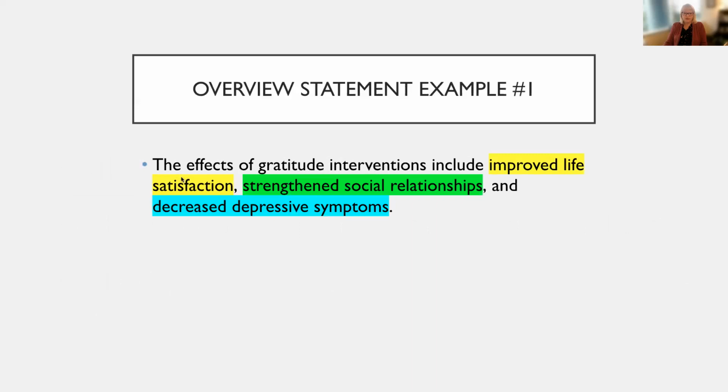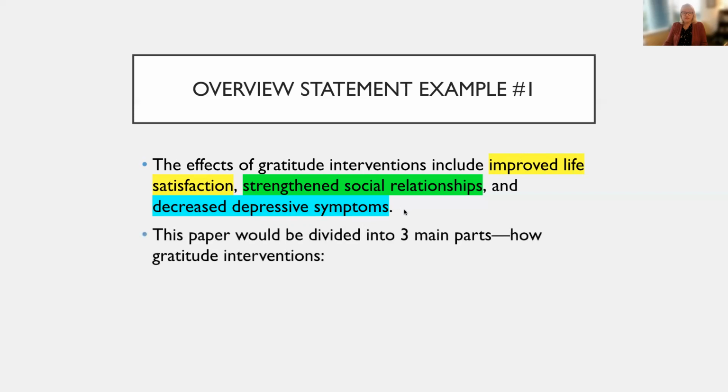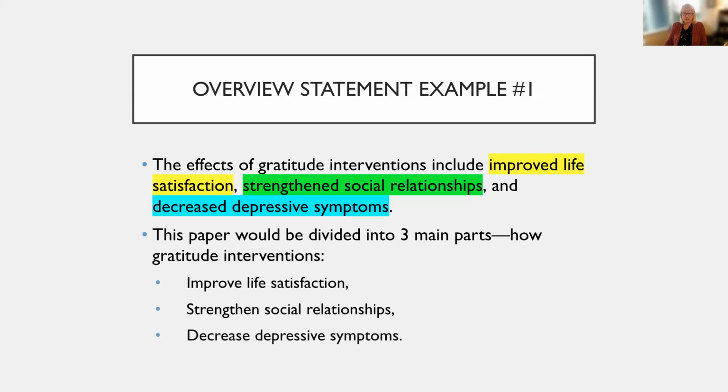So here's an example of an overview statement. The effects of gratitude interventions, so here is my topic, and then include, and here's my blueprint: improve life satisfaction, strengthen social relationships, and decrease depressive symptoms. So these 3 highlights correspond with the previous color-coded information I showed you earlier. And then what this suggests is that the paper will be divided into 3 main parts: how gratitude interventions improve life satisfaction or subjective well-being, strengthen social relationships, and decrease depressive symptoms.